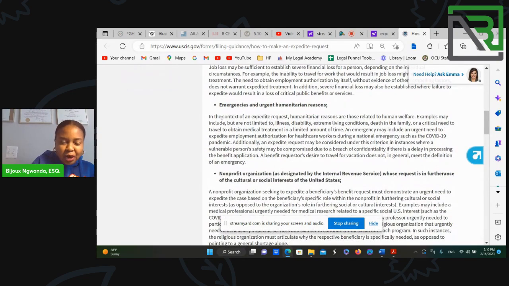So the one that I really wanted to talk about here is emergencies and urgent humanitarian reasons, okay? In the context of an expedited request, humanitarian reasons are those related to human welfare. For example, may include but not limited to illness, disability, extreme living conditions, death in the family, or critical need to travel to obtain medical treatment in a limited amount of time.